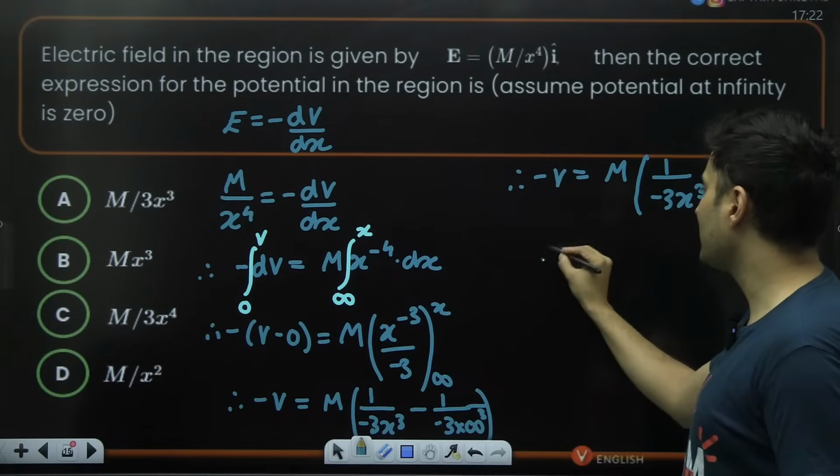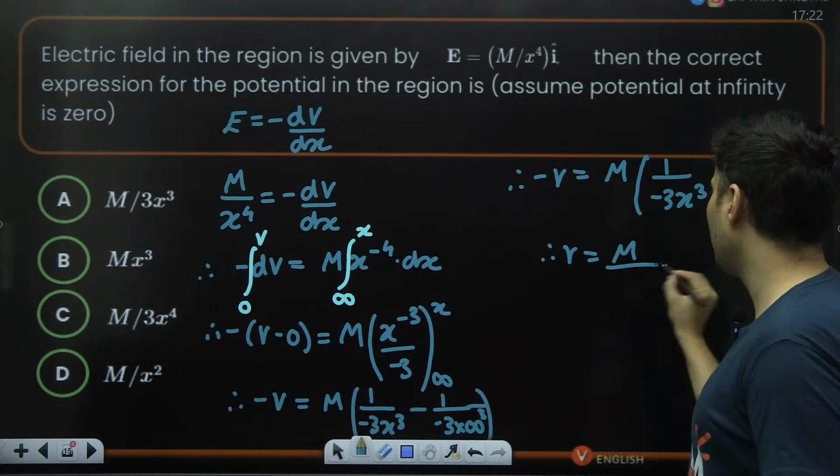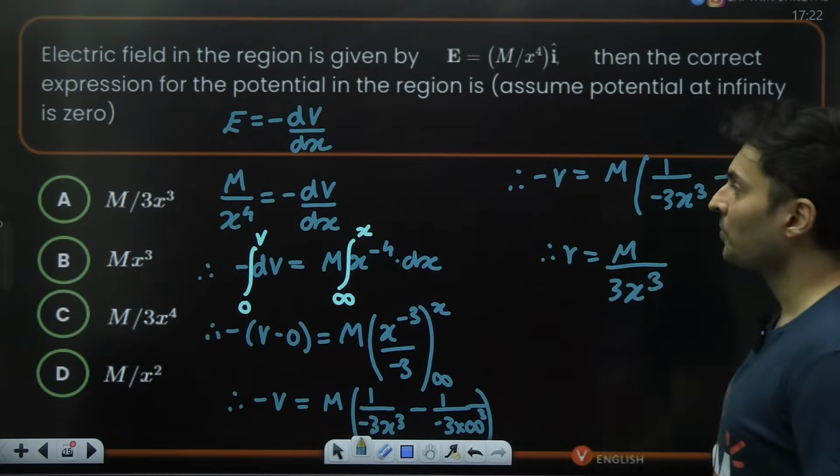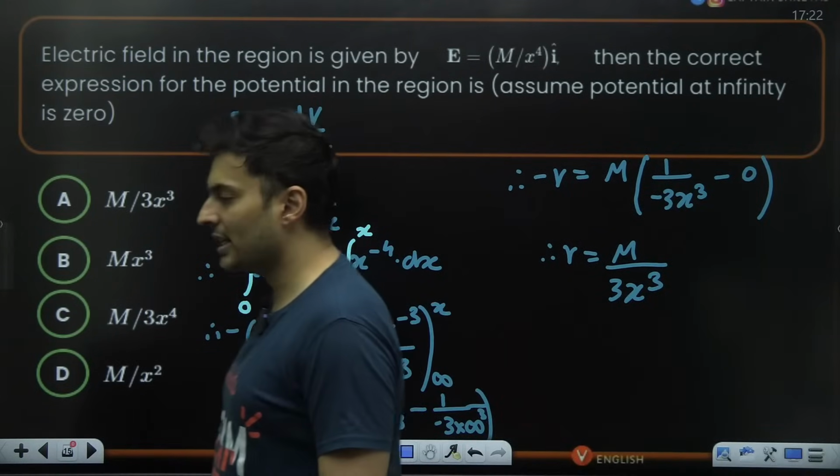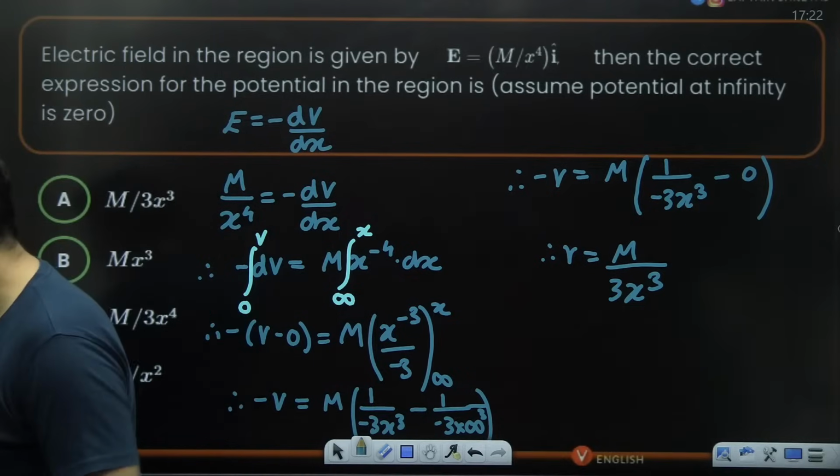So minus minus cancels. So V will be equal to M divided by 3x cube. M divided by 3x cube is just right over here, option A. That's the answer. Is that right?